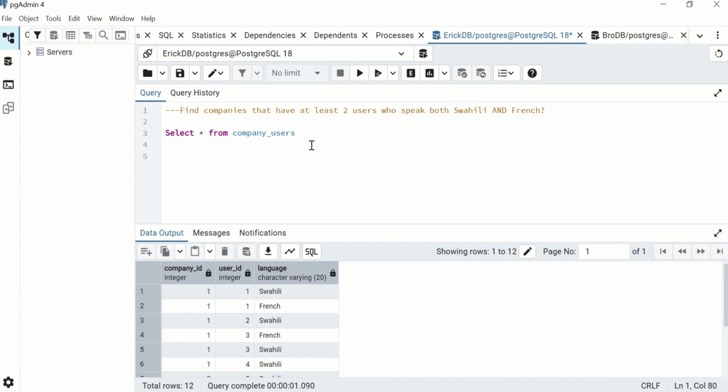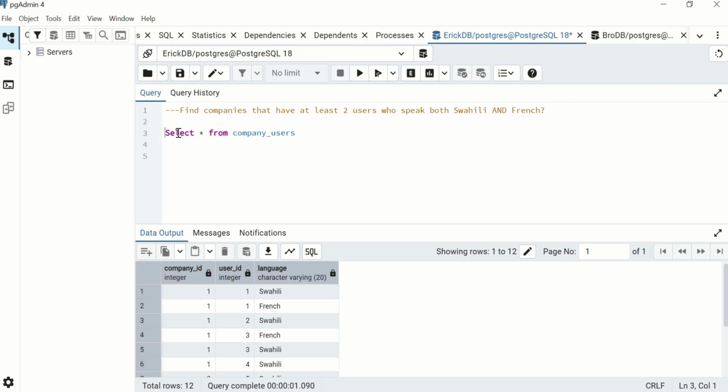So today we are going to tackle an SQL interview question that was asked at Google for a data analytics position. So let's jump straight to the question. The question is asking to find companies that have at least two users who speak both Swahili and French.